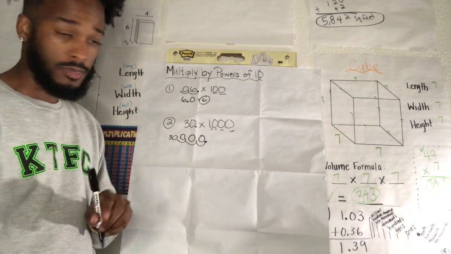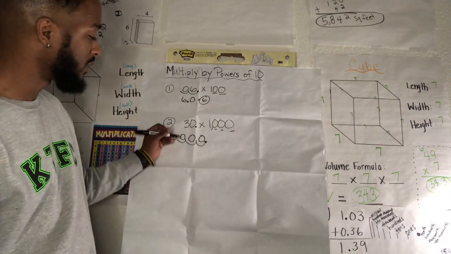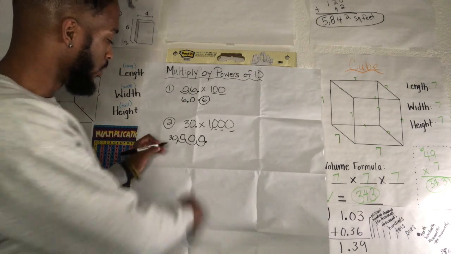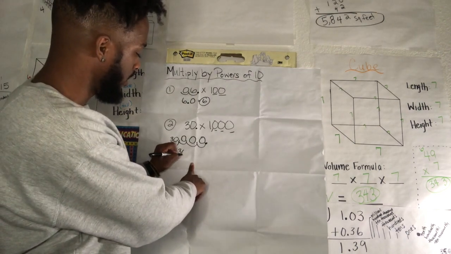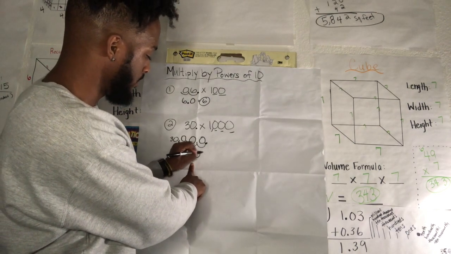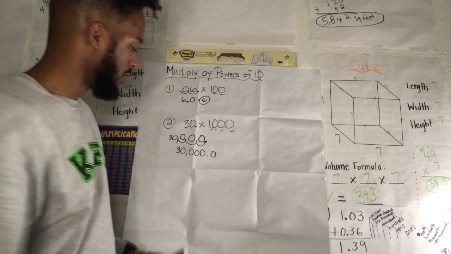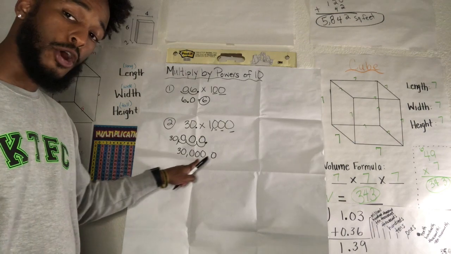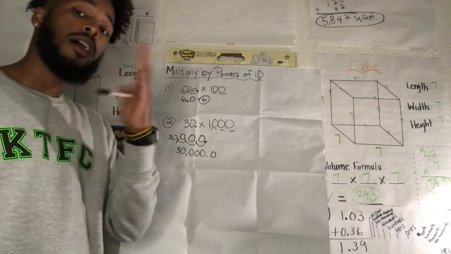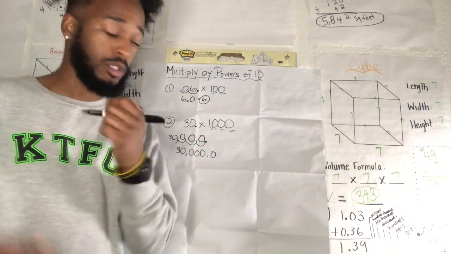Let's see. Every 3 zeros we put a comma, right? So what number is 30,000 decimal? And for keepsakes, I'm going to put a 0. What number is this? 30,000. You're absolutely right, 30,000.